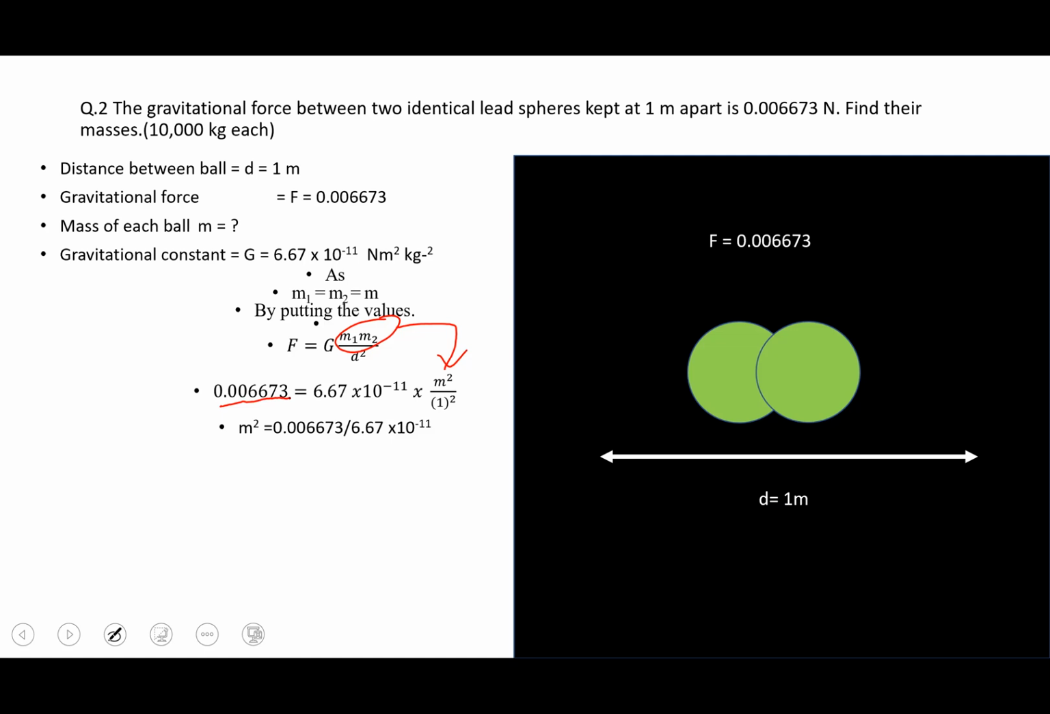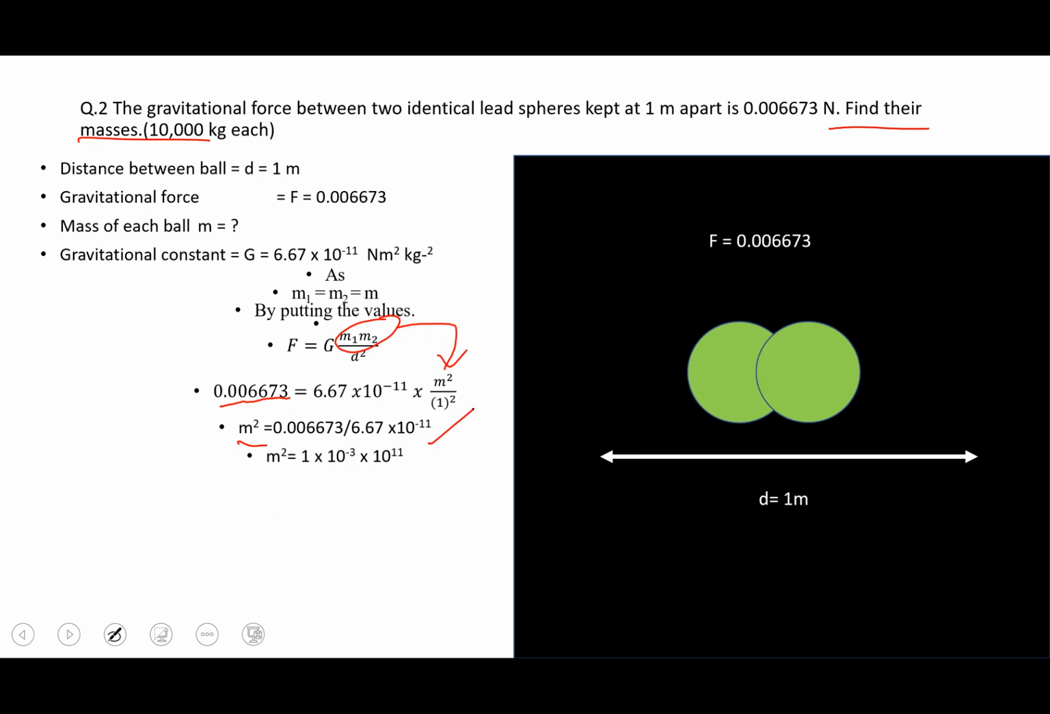0.00673 is equal to 6.67 × 10^-11 into m², that means mass squared, divided by 1 squared. So taking all the values to the other side, because we want to calculate the mass, m² will be equal to 0.006673 divided by 6.67 × 10^-11.